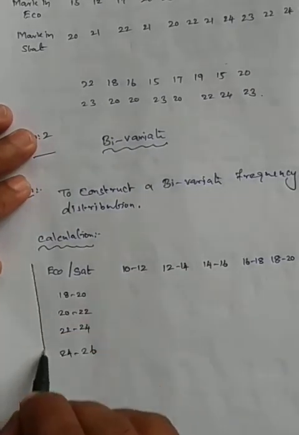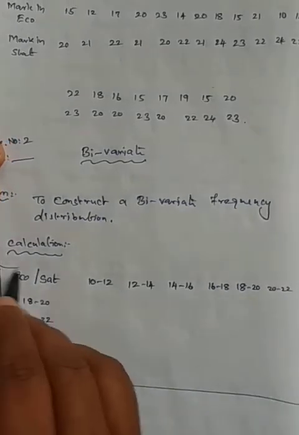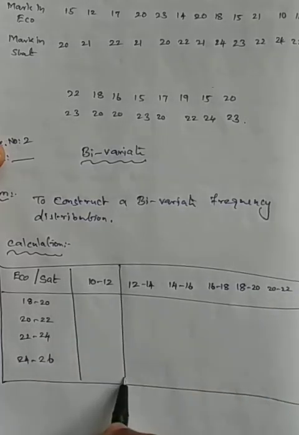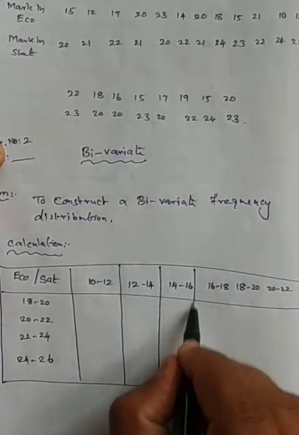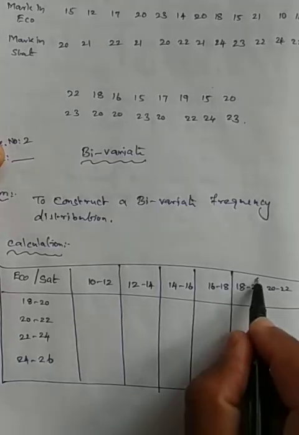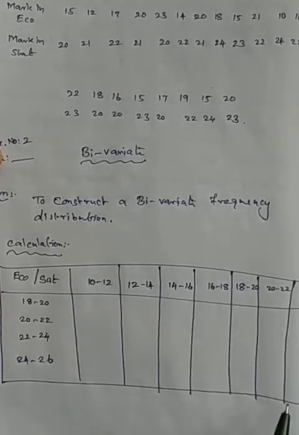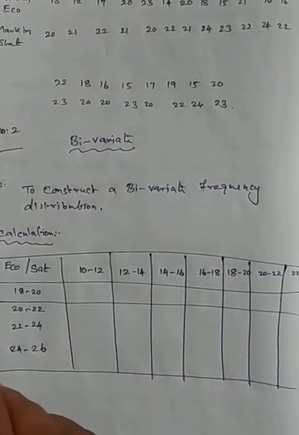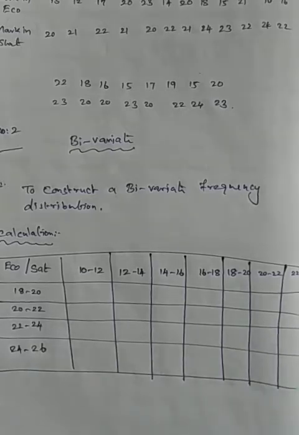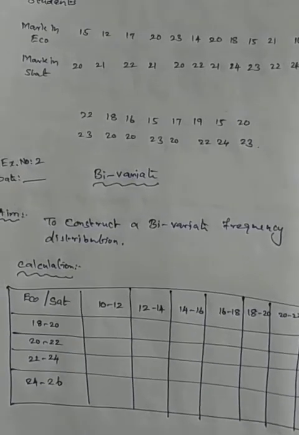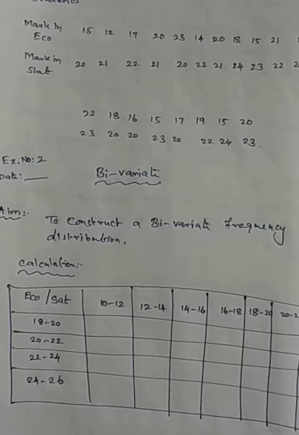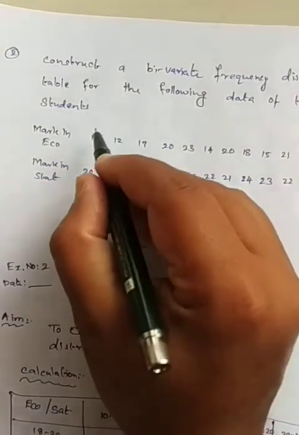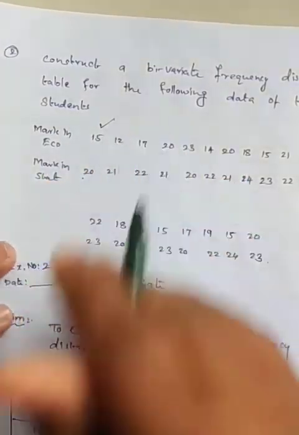Likewise, make the table. Now check the data. This is very important for calculation. Same thing we are going to write one more time. So now economics marks 15, stat marks 20.